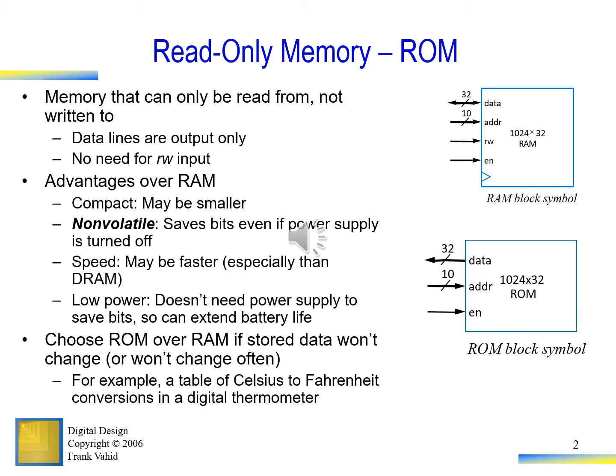It is compact, smaller in size, and non-volatile. That means even if the power supply is turned off, the data saved in ROM does not disappear. It is faster, especially compared to RAM. It consumes less power. It does not need a power supply to save the bits, so it can extend battery life. So we can choose ROM over RAM where the data required doesn't need to be changed every time. For example, a table of Celsius to Fahrenheit conversion in a digital thermometer. So these are the differences of RAM and ROM, and the advantages of ROM.